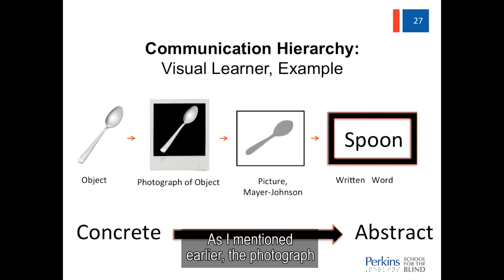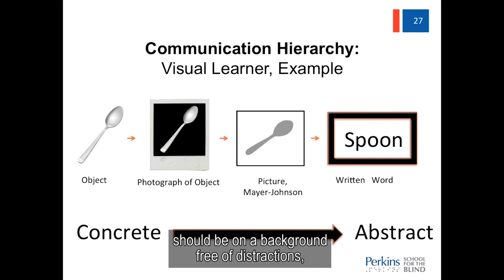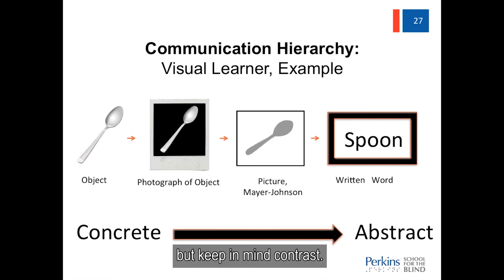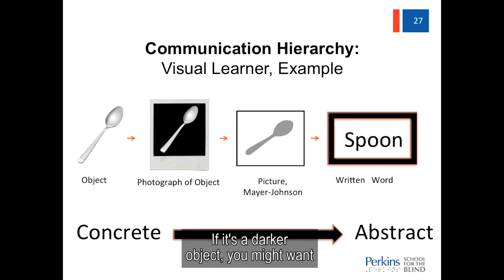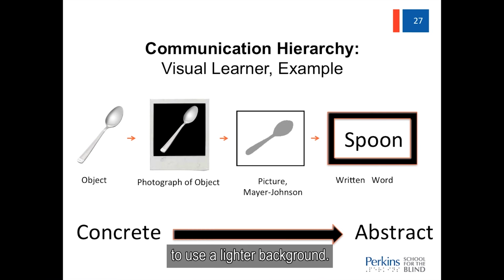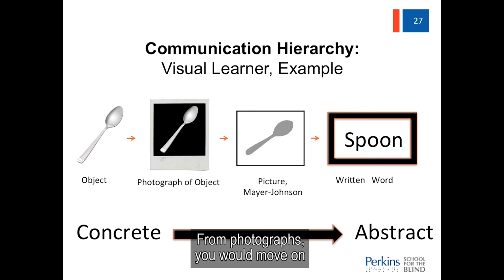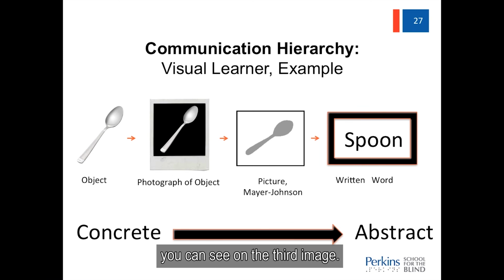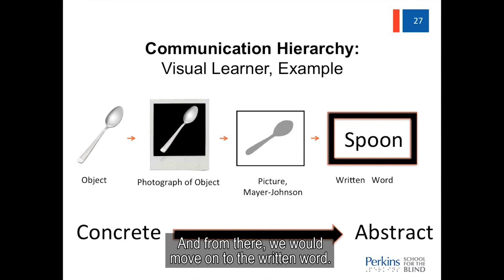As I mentioned earlier, the photograph should be on a background free of distractions, typically presented on a black background, but keep in mind contrast. If it's a darker object, you might want to use a lighter background. From photographs, you would move on to a picture, such as a Mayer-Johnson symbol, which you can see on the third image. And from there, we would move on to the written word.